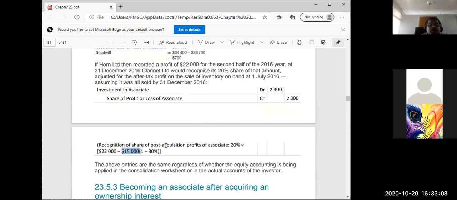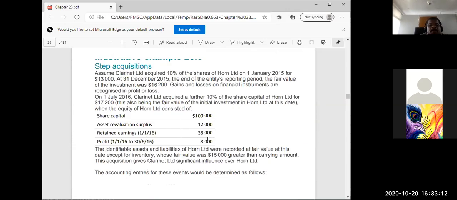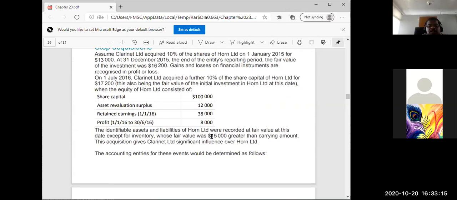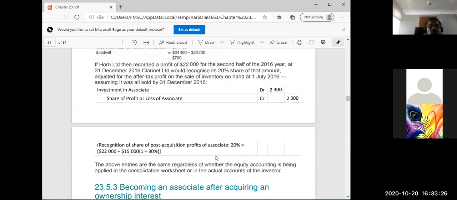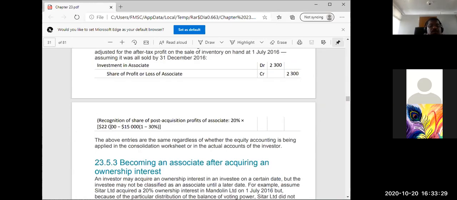15,000. Again, you have to remember very clearly this 15,000, which is closing stock, will become the opening stock of the next period. So this 15,000 opening stock, you have to deduct from the profit, and 1 minus T and 20%, that is investment in associates and share of profit of associate, 2,300. Is it clear?